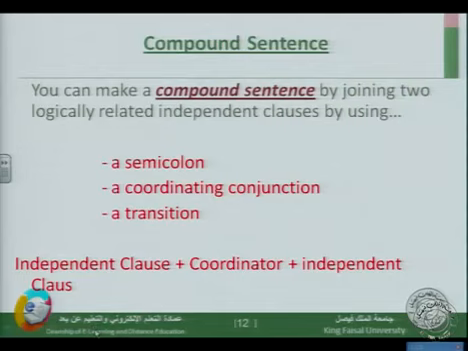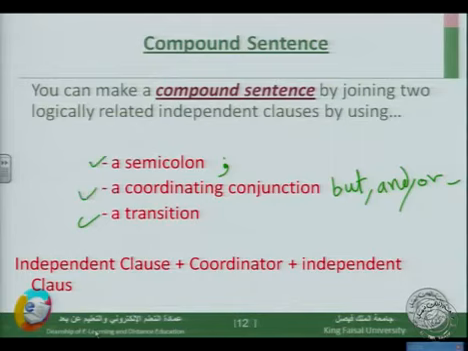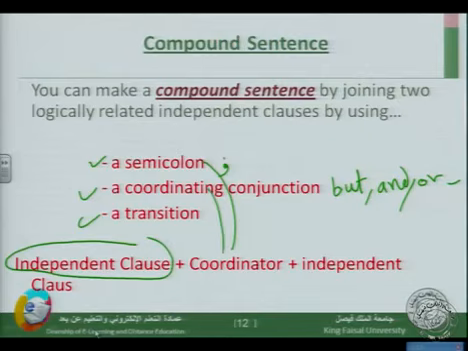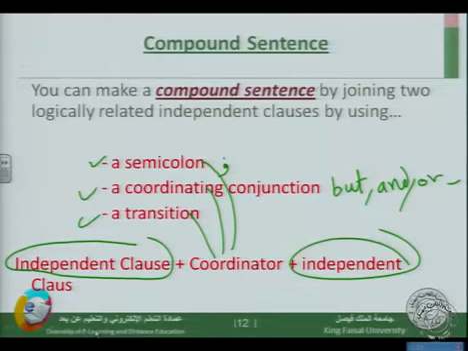Compound sentences, you can make a compound sentence by joining two logically related independent clauses by using a semicolon, هذه semicolon, أو coordinator conjunction مثل but and or وفي غيرهم لكن هذول الأساسيات, أو transition word. فكيف بيكون الستركتشر للcompound sentence؟ independent clause, semicolon أو coordinator أو transition, then independent clause. Okay?